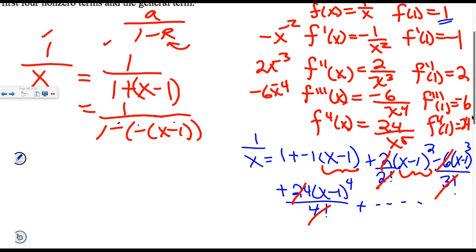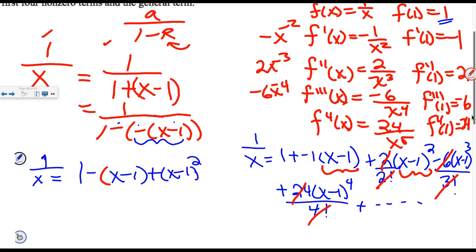My a is 1, so now I can start to create it. Here's my function, 1 over x. It starts at 1. Here's my common ratio. So I'd multiply by negative x minus 1, and then I do it again, and then I do it again, right? And it says first 3, blah, blah, blah. Isn't it exactly the same thing as my Taylor expansion? Agreed? And it should be, right? They're the same polynomial expressions.